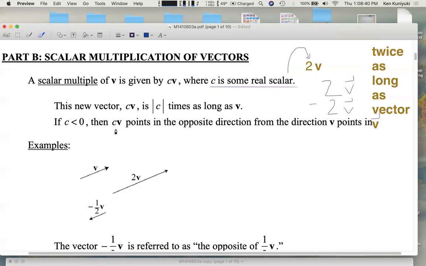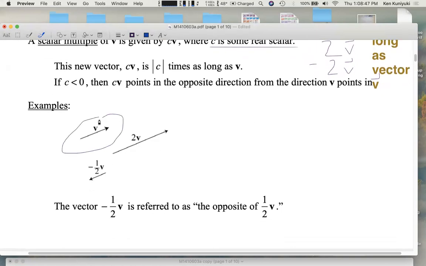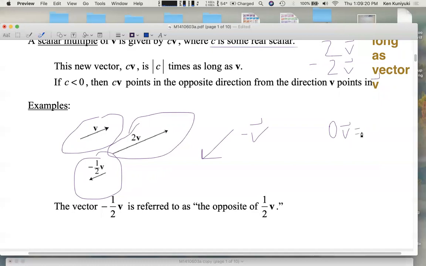All right, and if c is negative, then cv points in the opposite direction from the direction v points in. So if this is the vector v, again, 2v is the same direction but twice as long, but the opposite of v would go like this. Same length, but opposite direction. Negative 1/2 v would point in the direction of this one, but will be half as long. The absolute value of the scalar multiplier gives you the multiplier on the length. That's why I say the absolute value of c. That's the multiplier on the length. Bear in mind, there's also 0v. 0v is the zero vector, which is indicated by a point with no arrowhead. But the zero vector is a vector.